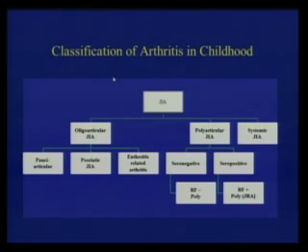I'm just going to take 1 minute to show you classification of arthritis in childhood. Because when we start talking about macrophage activation syndrome in juvenile arthritis, I want you to know which side of the table you want to look at. So you know that oligo-JIA, including persistent, psoriatic, and enthesitis-related arthritis patients, they are non-inflamed patients.